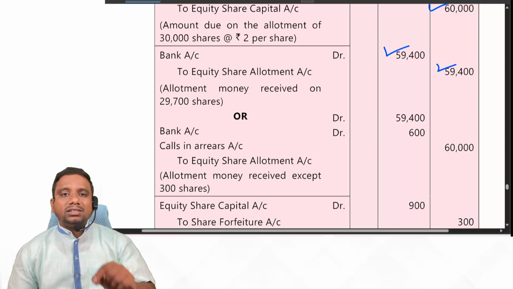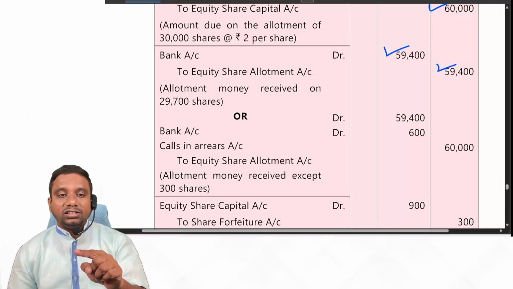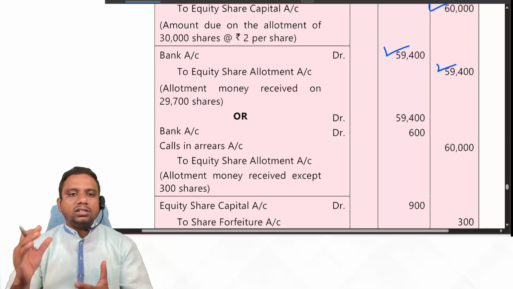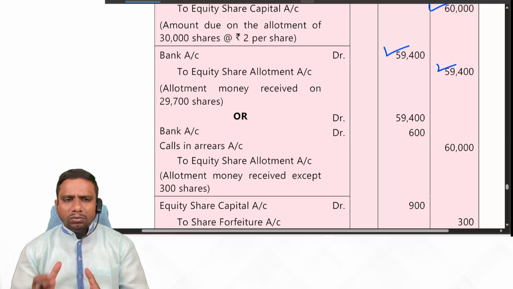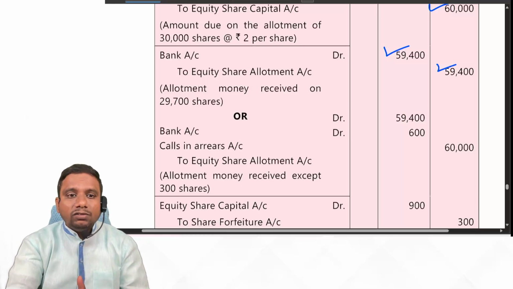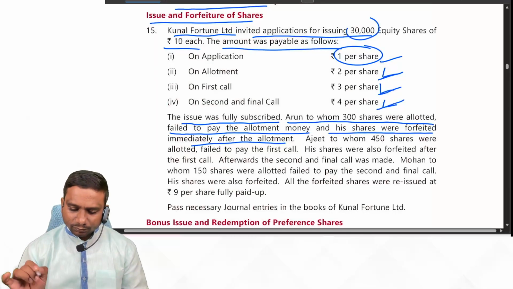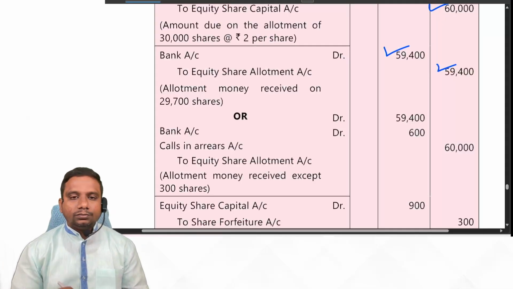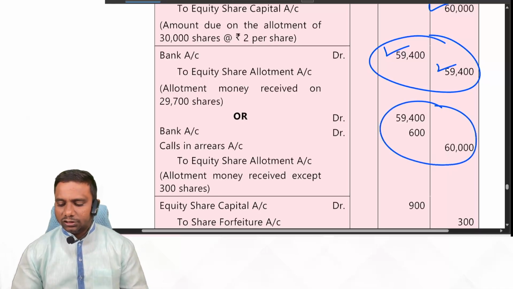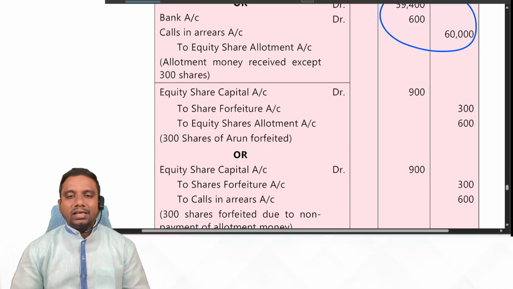We can also write the same entry in a different manner, because whatever the arrears amount we have on 300 shares, 300 into 2, 600 rupees, that can be transferred to calls in arrears account. Or you need not transfer that amount to calls in arrears account. Why? Because immediately we are cancelling, forfeiting the shares of Mr. Arun. So you can write this entry. Some students may write this entry also. There is nothing wrong in that. Okay. Now immediately we are cancelling his shares.